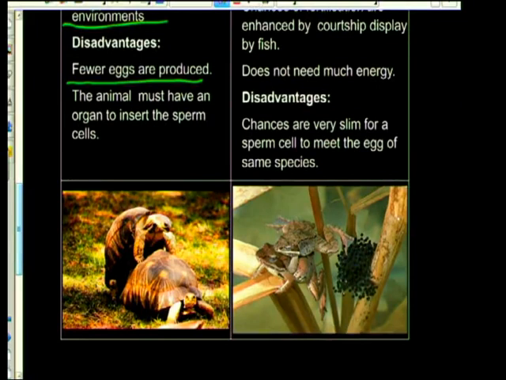Also, the animal must have a specialized organ. The male must have a specialized organ to insert the sperm cells where? Into the female body.